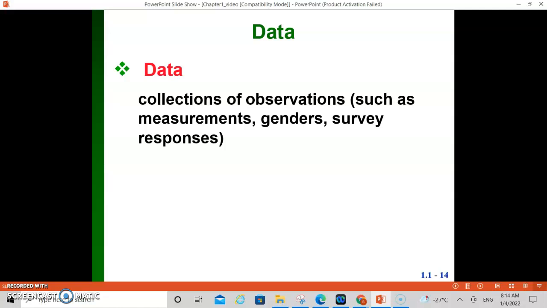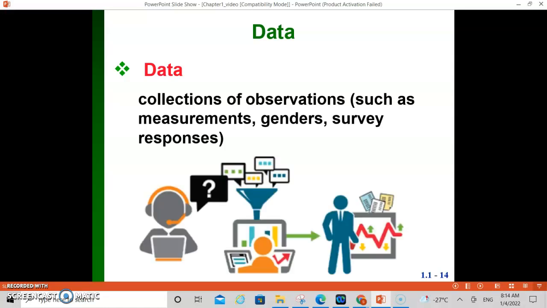First things first, the data. The collection of observations is called the data. You can collect data in many ways: measurements, genders, surveys or responses. You can call and collect data, or you can collect the data from computers, or sometimes from letters or magazines. There are so many ways you can collect data.